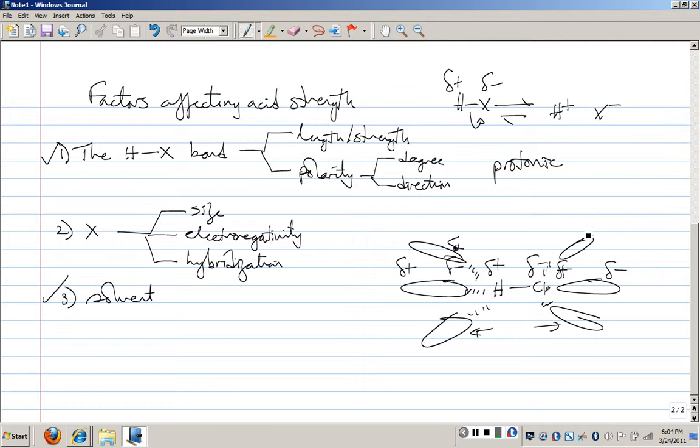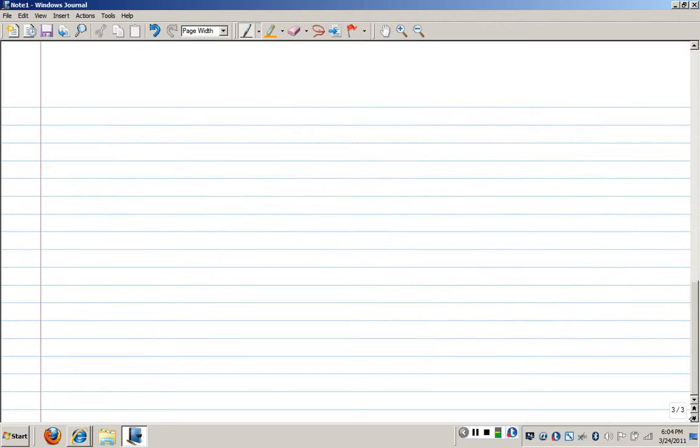And I want the polarity to be such that the H is delta plus, and the more delta plus the H is, the more acidic is the compound, by and large. We did make the point yesterday as well that you have to be careful when you compare hydrides. So if I compare hydrides across a period, say methane versus ammonia versus water versus HF, my acidity increases in this direction.